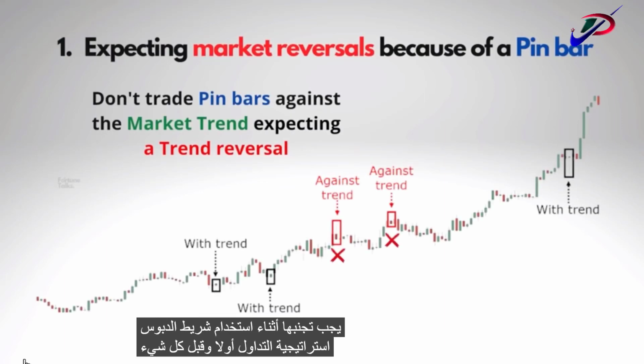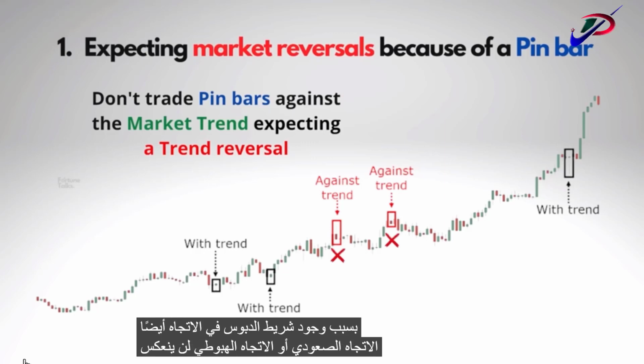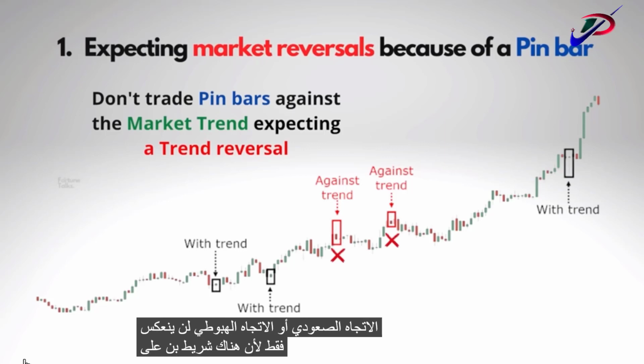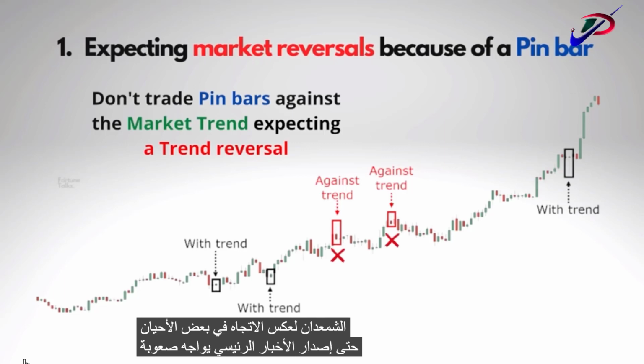The first and foremost mistake is to expect market reversals because of a pin bar. A trend, either uptrend or downtrend, will not reverse just because there is a pin bar on the chart. It takes more than a single candlestick to reverse a trend. Sometimes even a major news release has difficulty in reversing a trend. So what more of a pin bar?